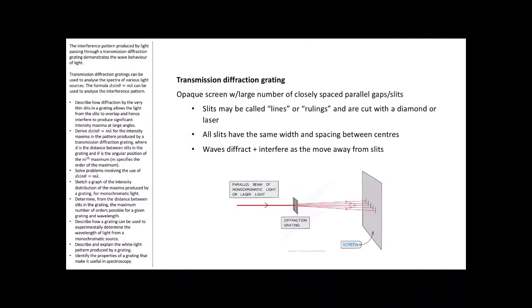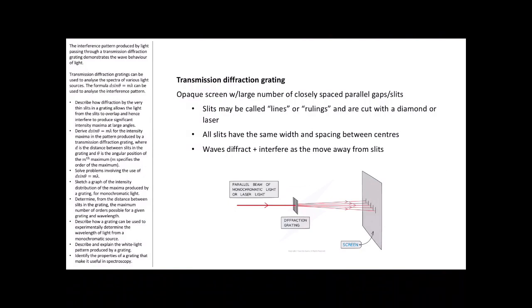Waves diffract and interfere as they move away from the slit. So in our diagram here, light is modelled as a ray. So we've got a parallel beam of monochromatic light or a laser light that has shone through this grating, and in this image here it looks like this single beam has become 5 different beams.